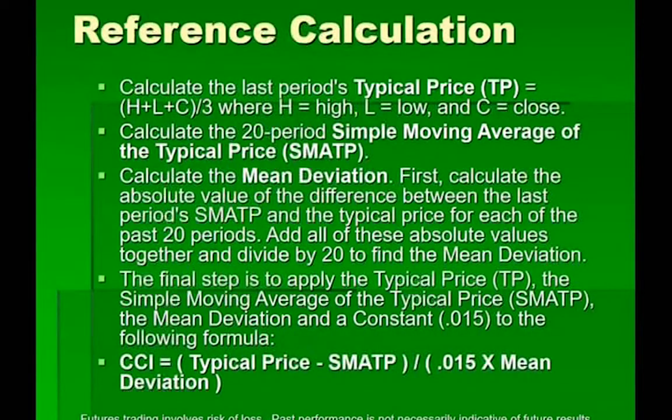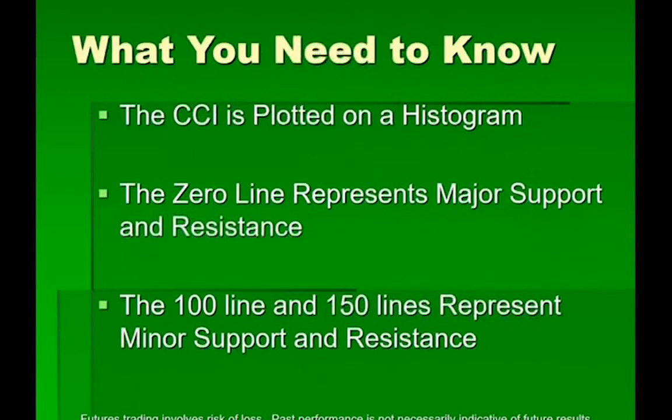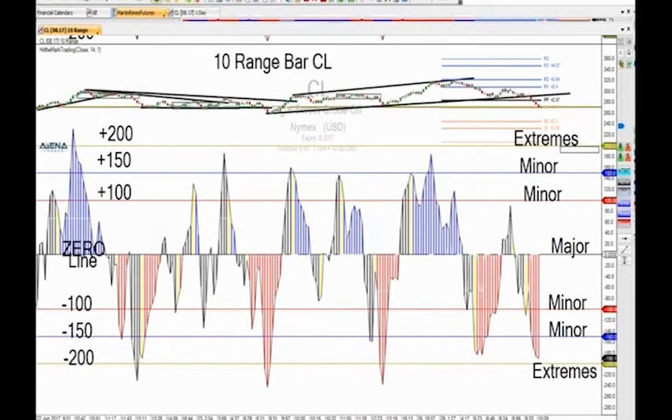I'm going to show you this calculation because I know there's engineering types in the audience, or doctors, and people that are, seeing is believing, but calculations are proof. You can look at this on your own time. What I'd like you to appreciate is we are visual traders, visual. The CCI is plotted on a histogram. The 0 line represents major support and resistance. The 100 line, 150 line represents minor support and resistance. So let's just take a look at this real quick and just show you what I'm talking about. Don't worry, I'm going to show you some price charts. Here's the 0 line, major support and resistance.